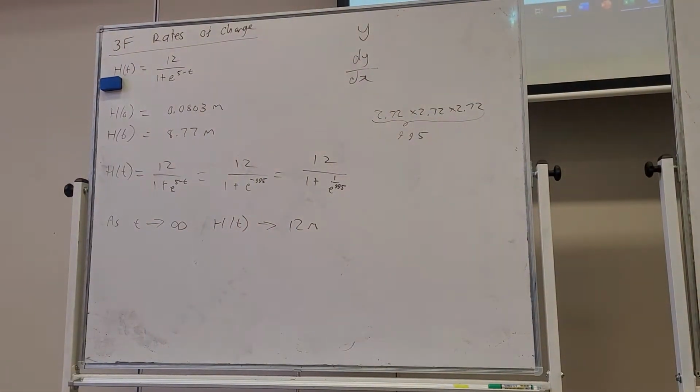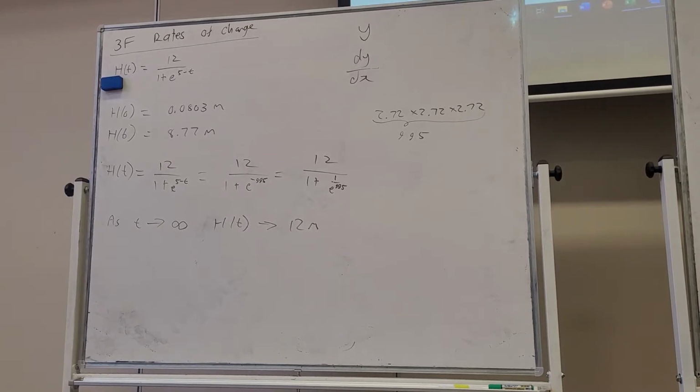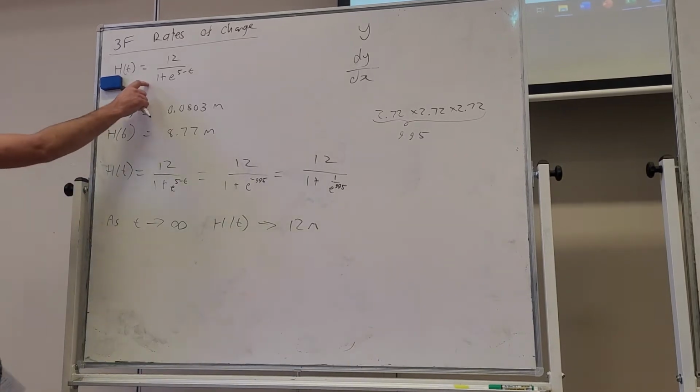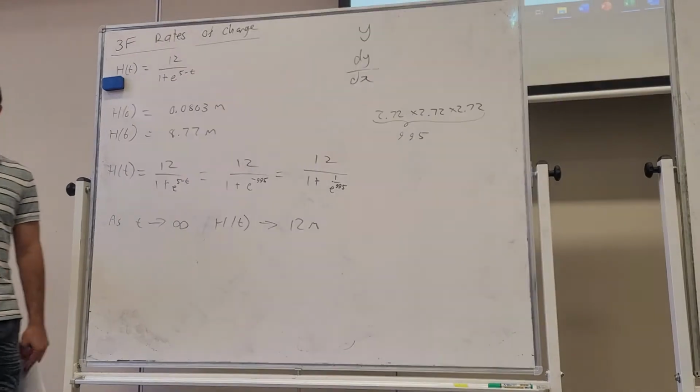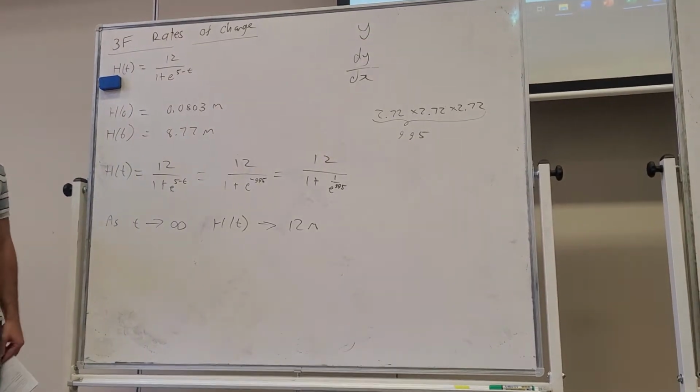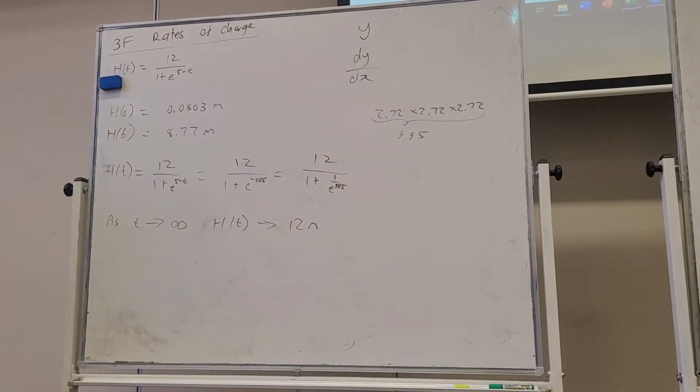Okay, then we're asked in part C, at what rate is the tree growing initially, and at what rate is it growing after 2 years? There are 2 ways we can answer this. What we can do is differentiate this equation and then put those values of t in. Or again we can go to our graph.